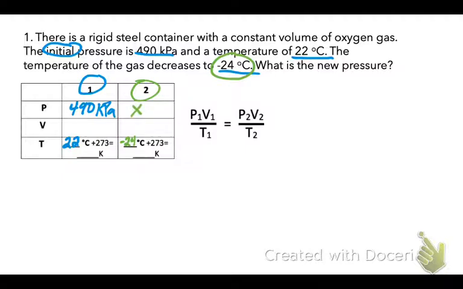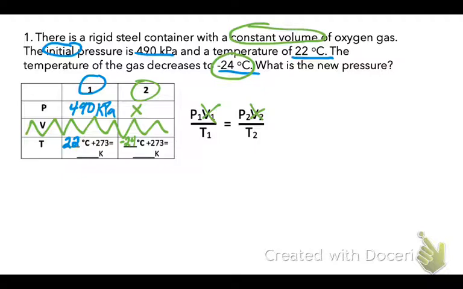It doesn't say anything about volume, besides that it's constant. Constant means it's not going to be a factor. So we can cross it off in our table, and we can cross it off in our equation. So the V2 and V1 are gone. So now that my table's set up, it kind of helps me set up my problem.